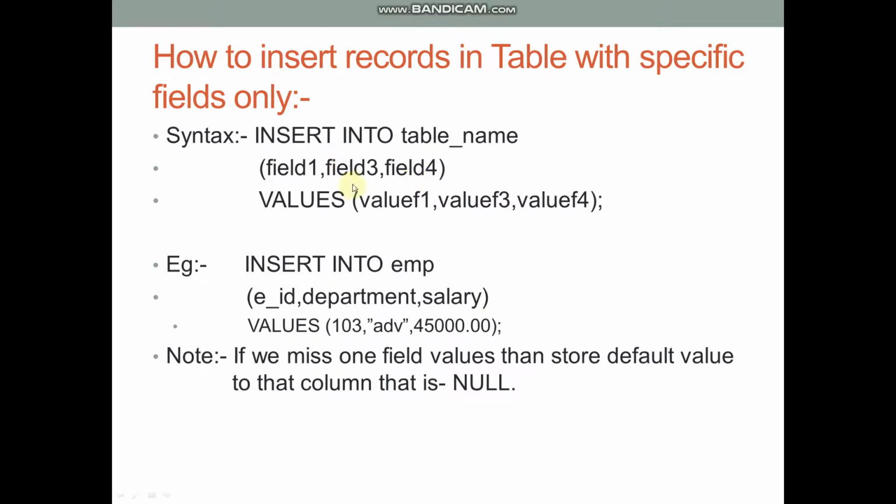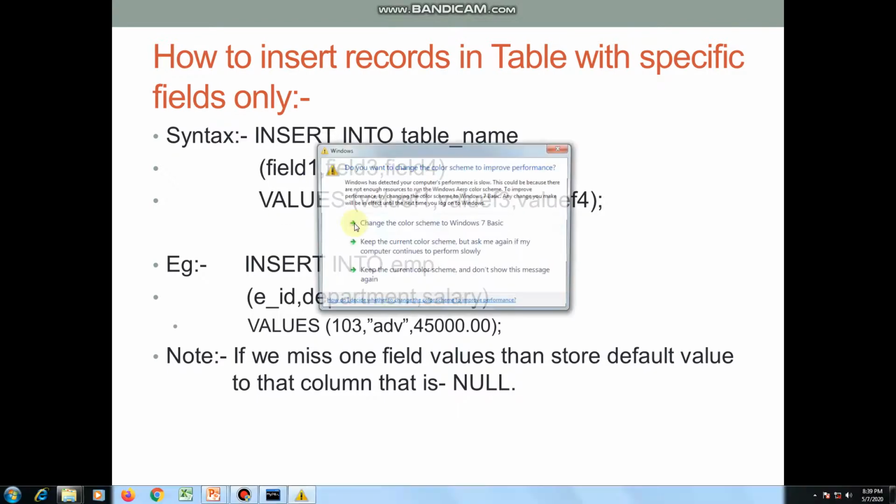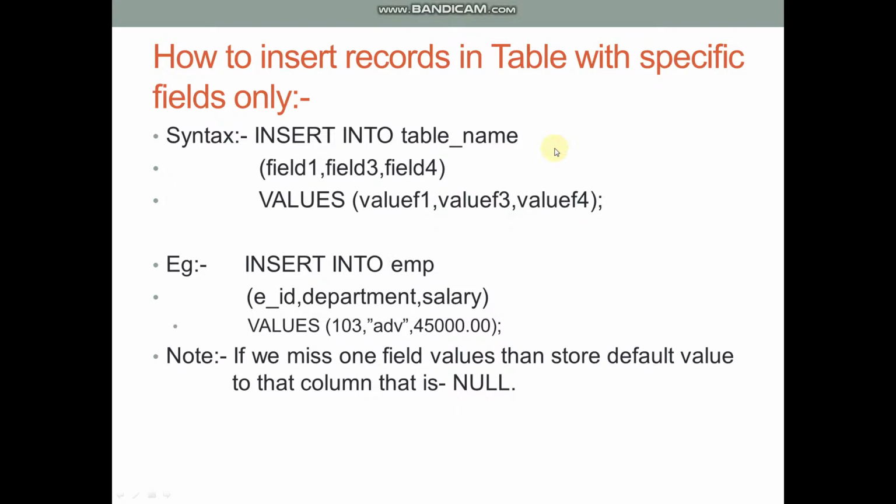That means in our table field 1 is employee ID, field 2 is employee name. So employee name is missing and we are just jumping towards field 3, which is department name, and then field 4, which is salary of that employee. So to insert such a record in which one field value is missing, this syntax will be used.